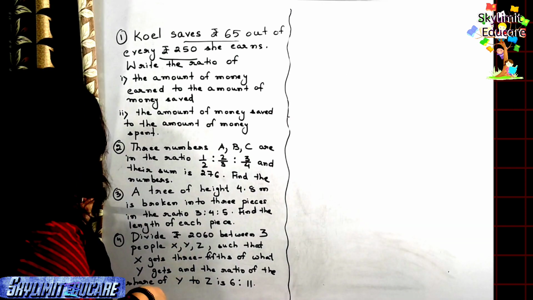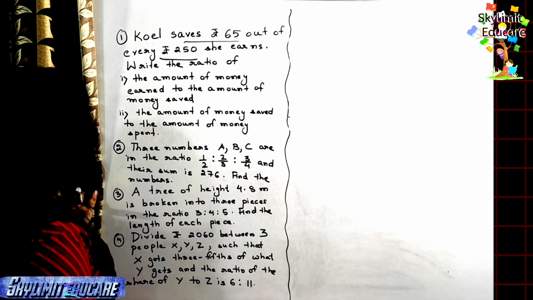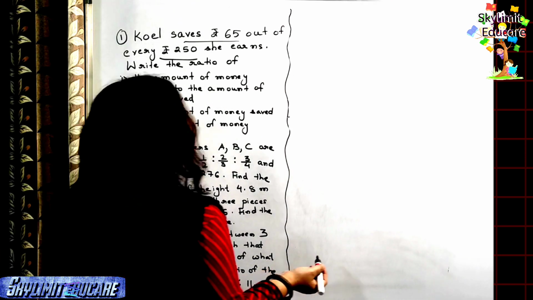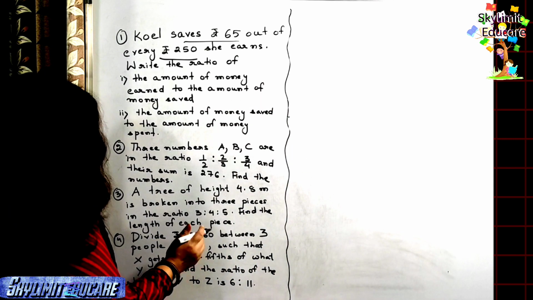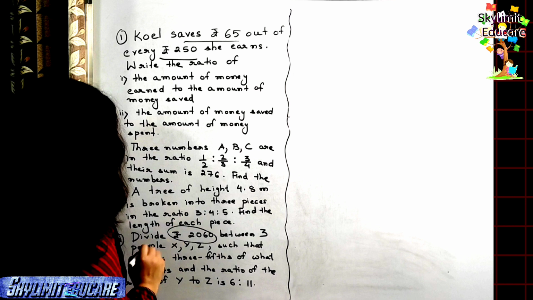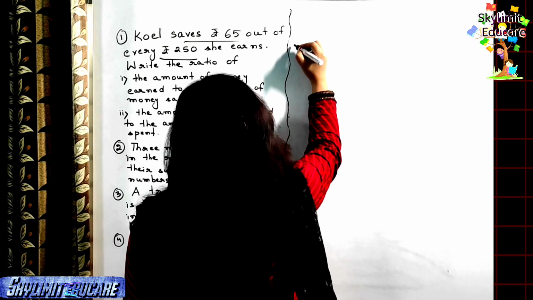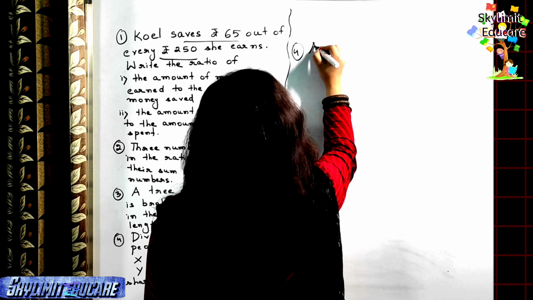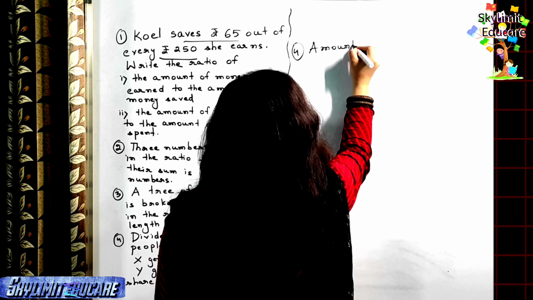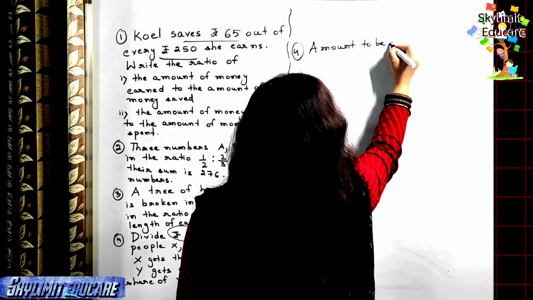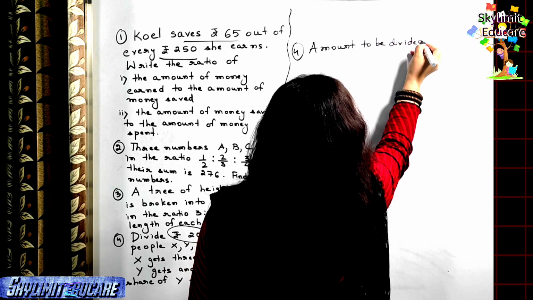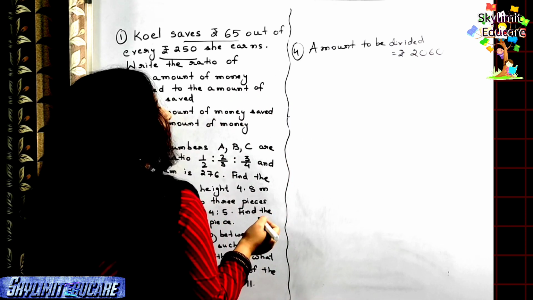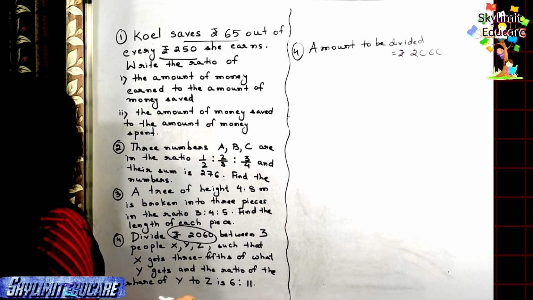Now let's solve the next question. Divide rupees 2060 between 3 people X, Y, and Z. So there were 3 people X, Y, Z. We don't know who they are, but you have to divide a certain amount. That means what is the amount? Rupees 2060 among 3 people. Okay, so let us write down whatever information is given. So the amount to be divided is rupees 2060, among 3 people X, Y, and Z. But the ratio is not given.